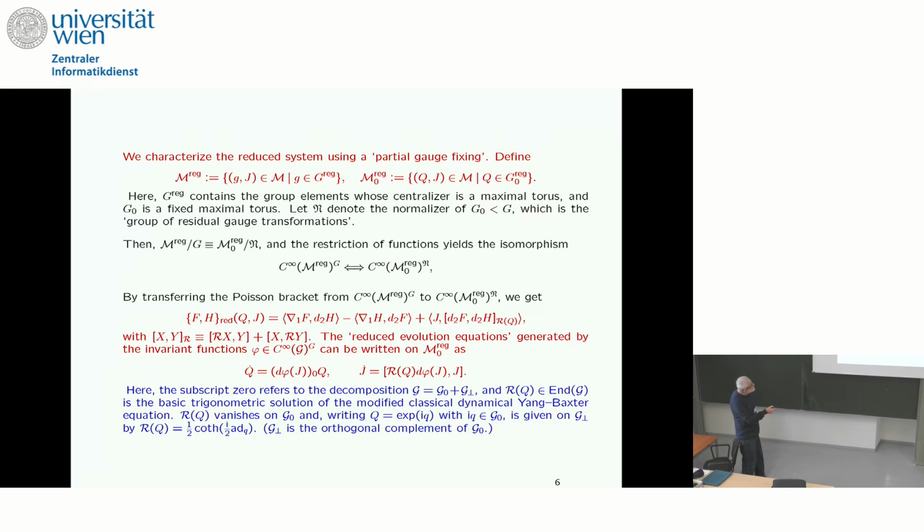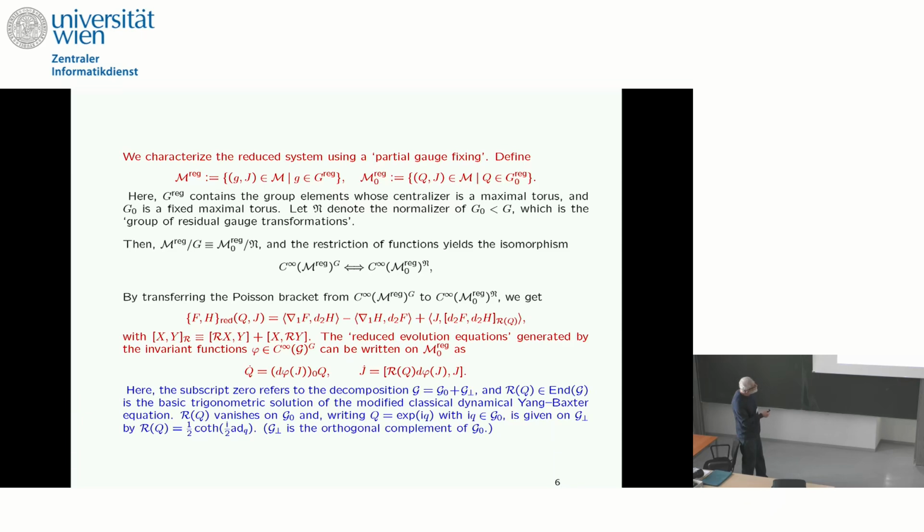So this is the regular part. The maximal torus intersects every orbit in this regular part. Of course, it intersects it in many points. Namely, the intersection happens in orbits of the normalizer of the maximal torus. And so out of the invariant functions on this regular part, by restriction, you obtain invariant functions on this partial gauge fixing, which we call in physics, or maybe also in mathematics, a kind of slice for the orbits. And so this is an isomorphism.